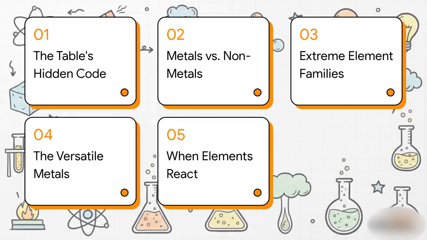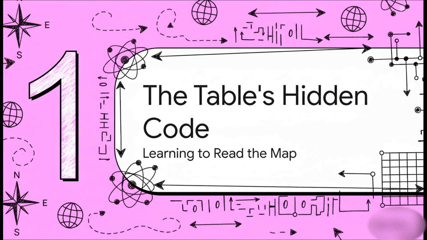So here's our roadmap for this explainer. We're going to start by cracking the table's hidden code. Then we'll look at the great divide between metals and nonmetals. After that, we'll meet a couple of extreme element families, check out those super versatile transition metals, and finally, see what happens when these elements actually react with each other. Okay, first things first, learning to read the map.